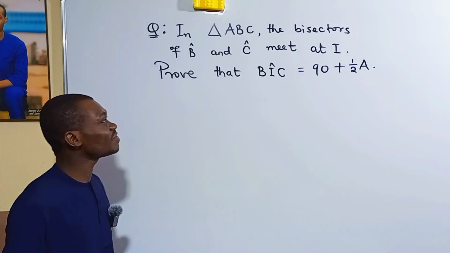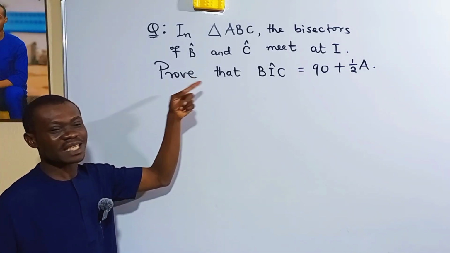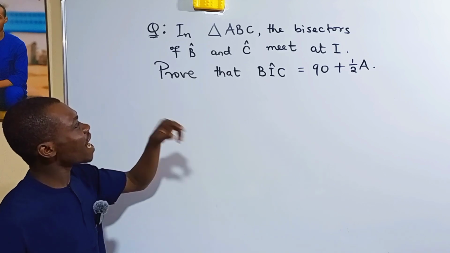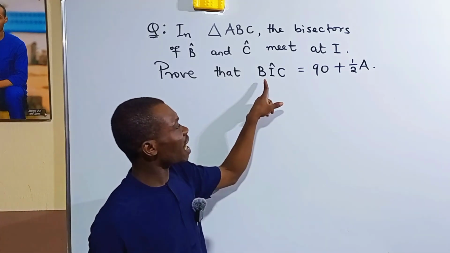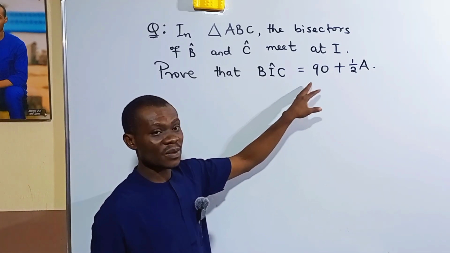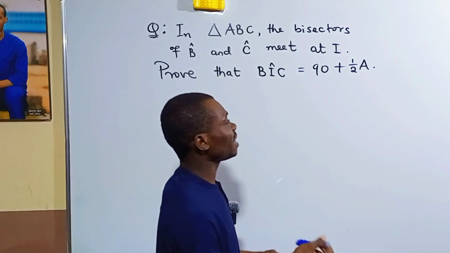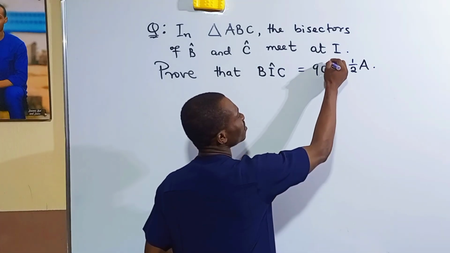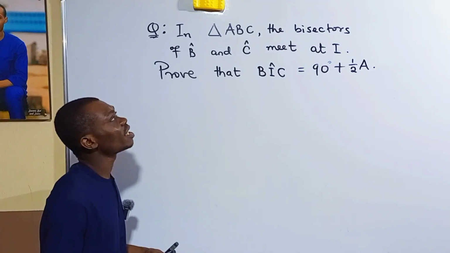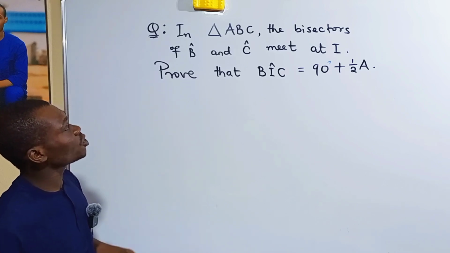So in this video, we are going to look at this particular problem. We are asked to prove that angle BIC is equal to 90 degrees plus half of angle A. Now, what is the information we are given?